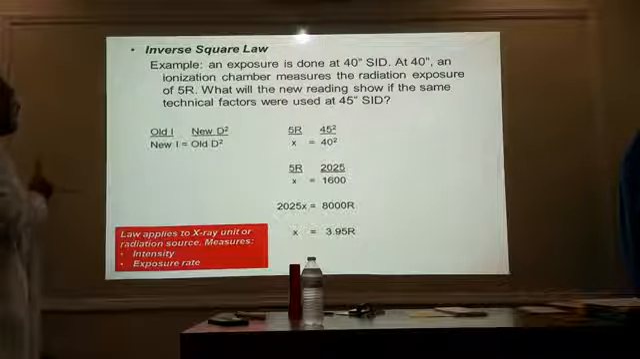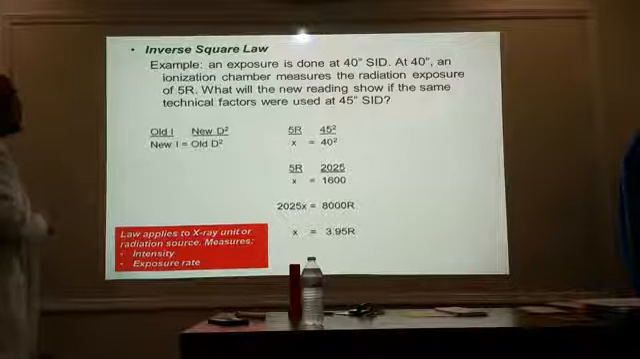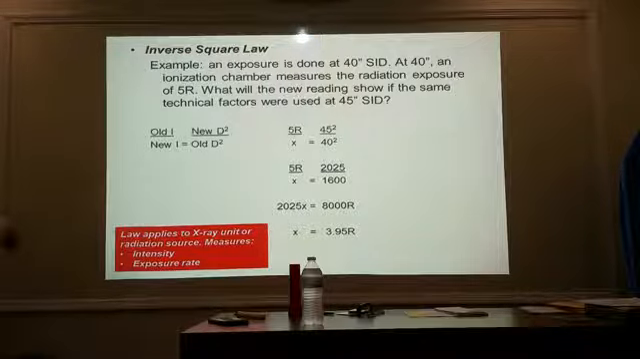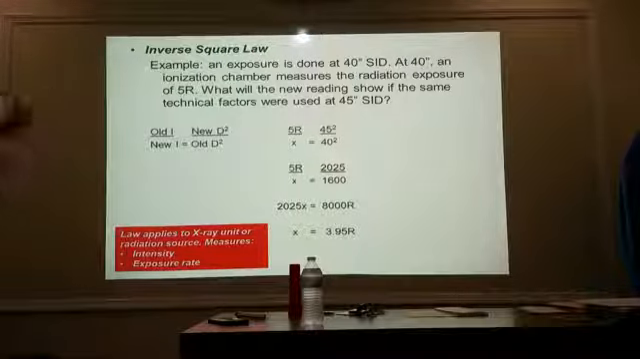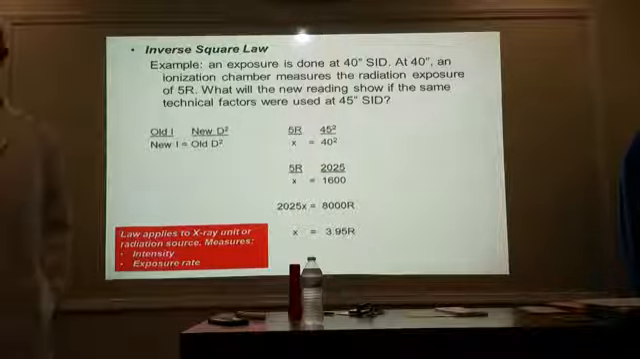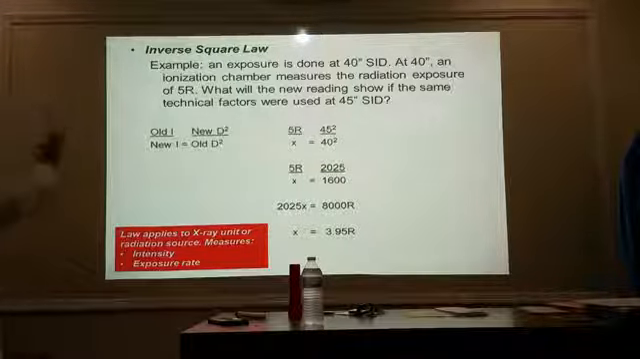At 40 inches, an ionization chamber measures the radiation exposure of 5R. Okay, so at 40 inches, we've got a Geiger counter, and it's measuring 5 Roentgens coming from that radiation source. What will the new reading show me if the same technical factors were used, the same amount of energy was being emitted, however, at a further distance of 45 inches?